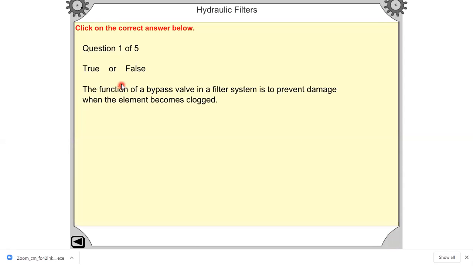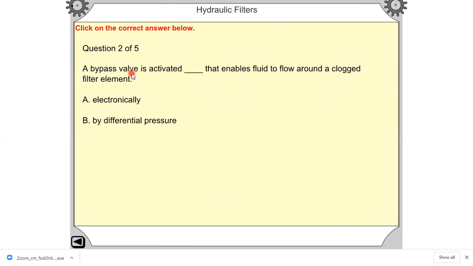Okay, there are some questions based on the hydraulic filter, so you may solve them. What is the question? The function of the bypass valve in the filter system is to prevent damage when the element becomes clogged. Whether it is true or false, it is true. Then a bypass valve is actuated, which enables fluid to flow around a clogged filter element. How is it controlled, electronically or by differential pressure? It is differential pressure.